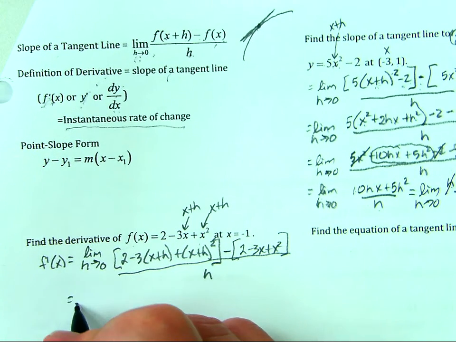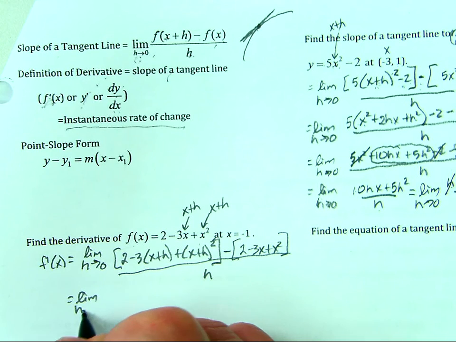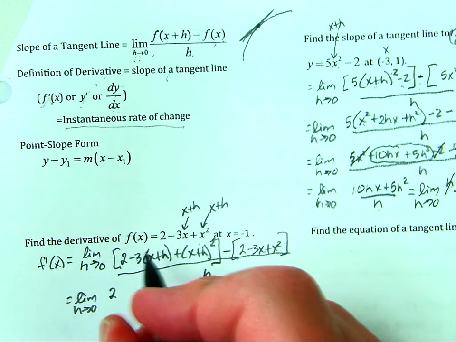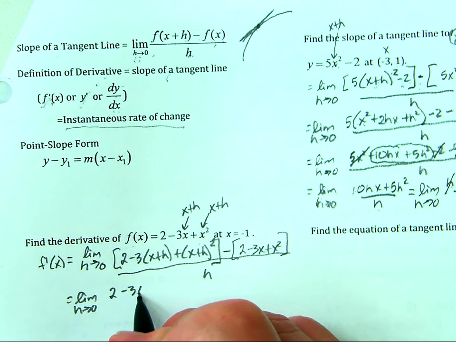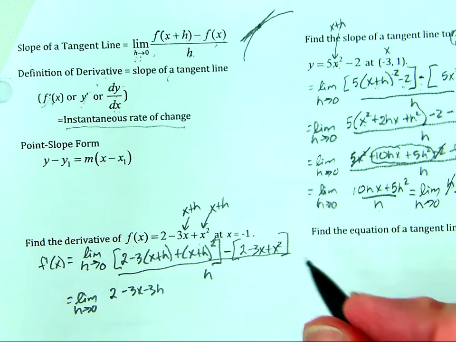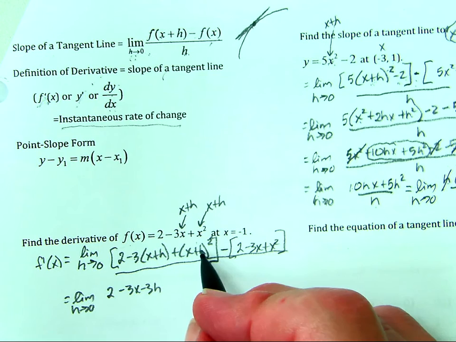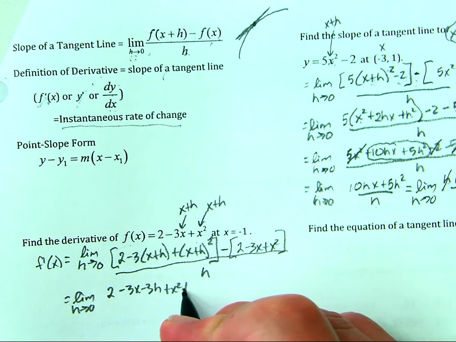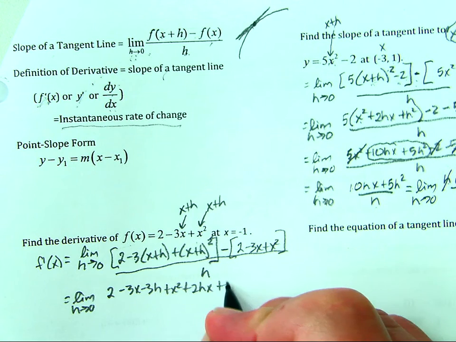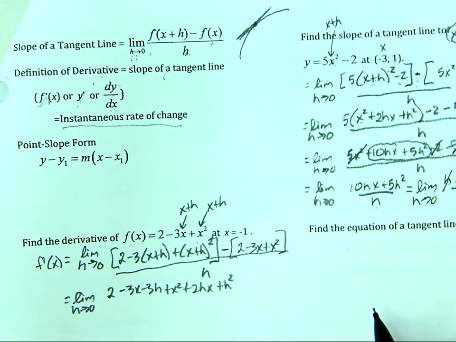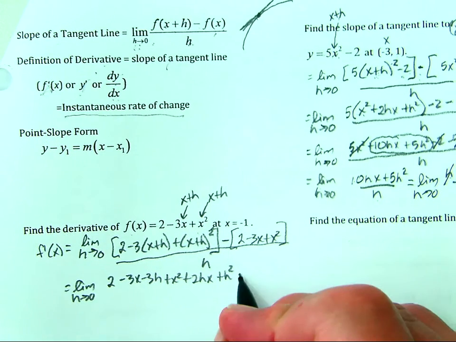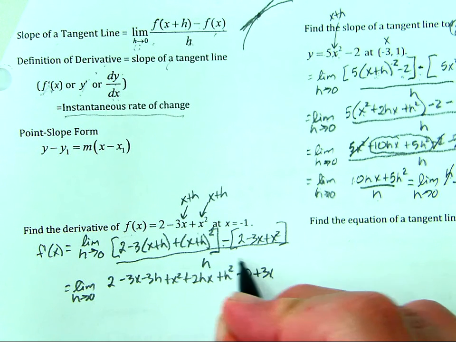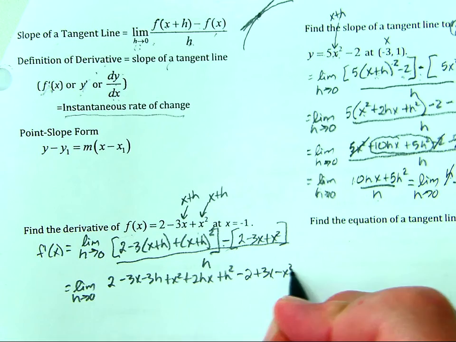Now let's do some simplifying. Here I have a 2. Here I need to distribute the negative 3, so negative 3x minus 3h. Here we need to multiply out x plus h. Well, we did that before and got x squared plus 2hx plus h squared. Here we're subtracting all of this, so that'd be minus 2 minus a negative 3x minus x squared.